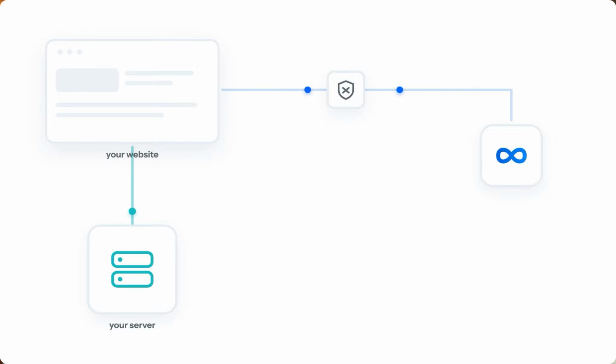The second road is Conversions API. This is what's called CAPI for short. This sends the event straight from a server to Facebook. It never touches the browser, so ad blockers and privacy settings can't stop it.